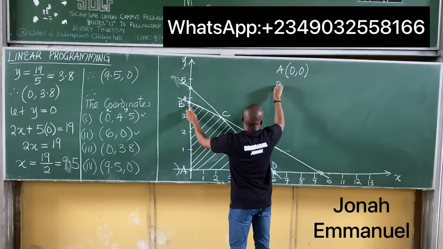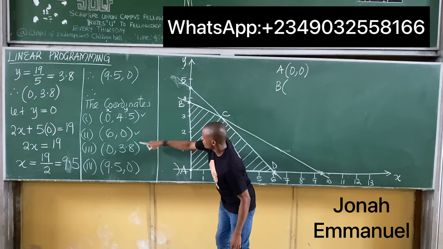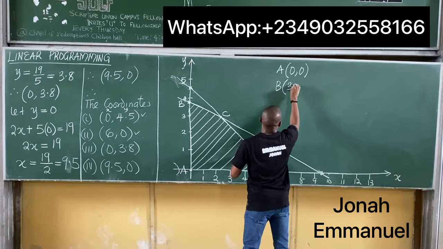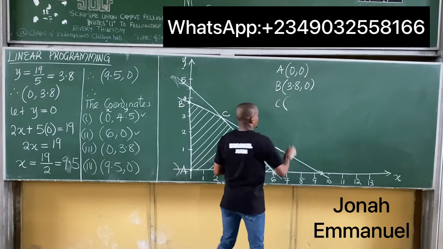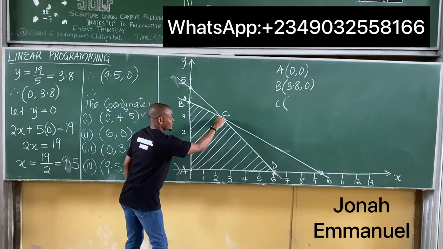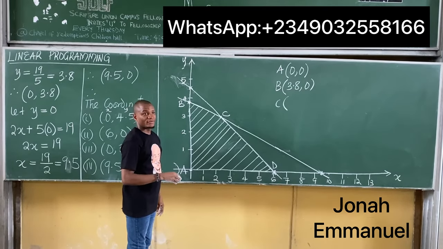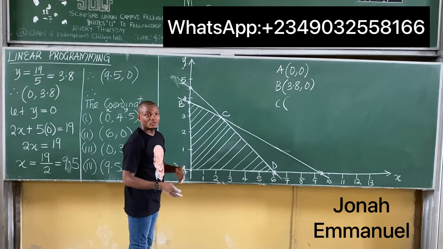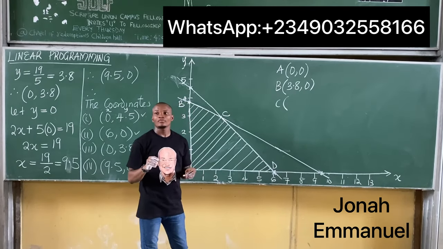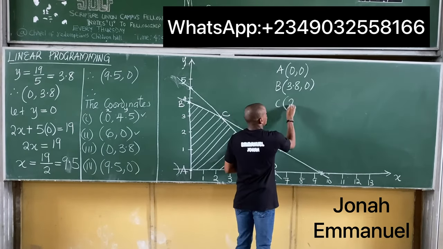Next, B. Get the coordinates of this point. This B is the same as which of them? This one here: 0 and what? 3.8. So here is 0 and 3.8. C, please. Use your graph, trace out C, look at it. Trace out C down and here. For x, what's your value? For y, what's your value? Use your graph. X is 2, y is 1.